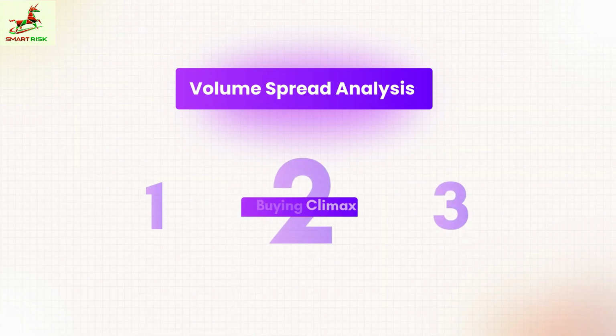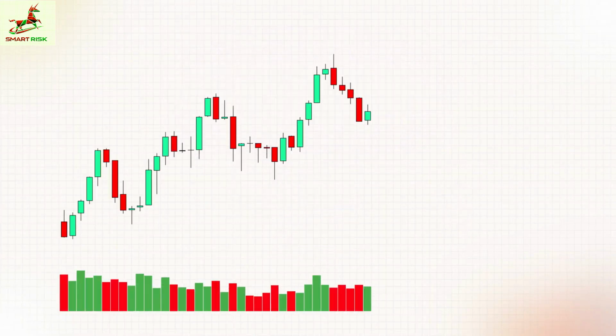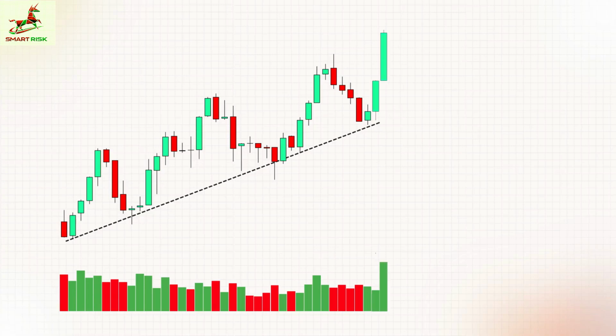Pattern number 2, buying climax. Now imagine the exact opposite scenario from the first pattern. Prices have been grinding higher for a long time. The bullish trend is all over the news and social media. Everybody's talking about how strong the market is, and small retail traders are piling in, buying aggressively because they're terrified of missing out. Classic FOMO. Then you see a big green bullish candle form on the chart, and underneath it, the volume is the highest it's been in the entire move.